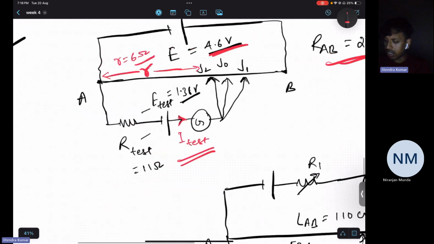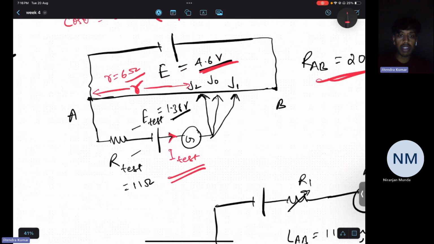So is the length of AB provided in the problem? Let me see. So no, the length of AB is not given. So we have to deal in terms of resistance. Because we standardize the resistance of AB and we are going to calculate relative to that value. So we have calculated R.